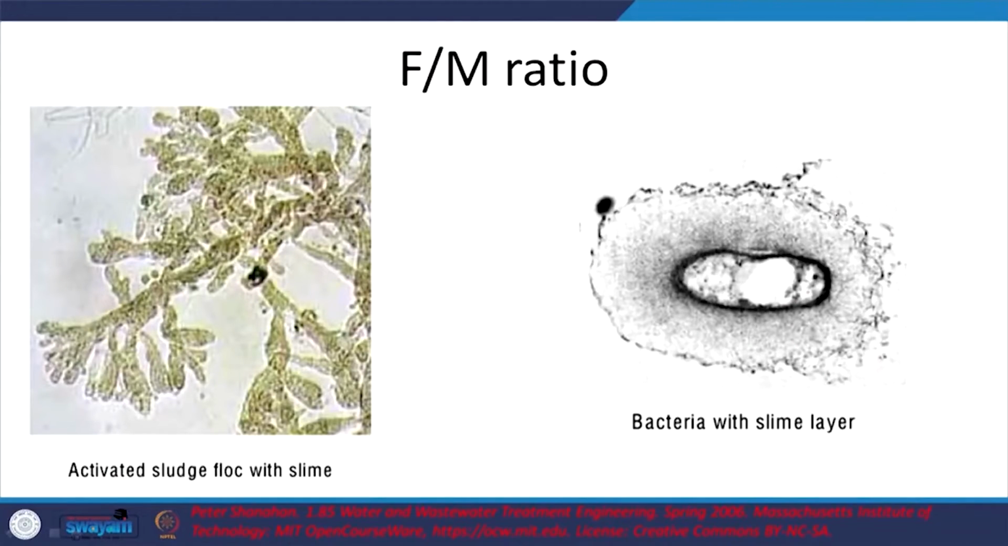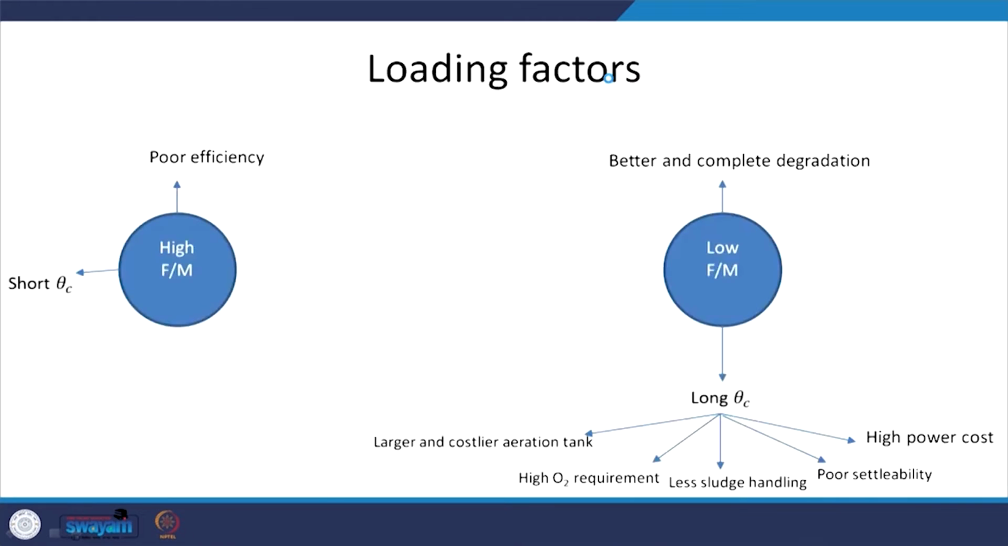Let's see if we have pictures. Okay, so here we have the bacteria with the relevant slimy layer all around it, and then activated sludge flocks with slime. So this is the sticky layer that we want or are trying to get, right. That's what we get when we maintain the F by M ratio at a sweet spot. So let's look at some aspects.